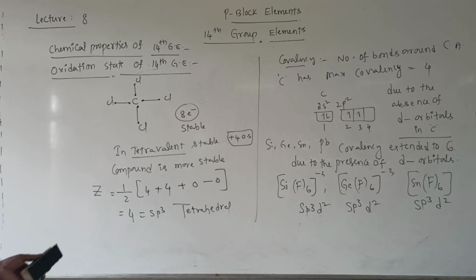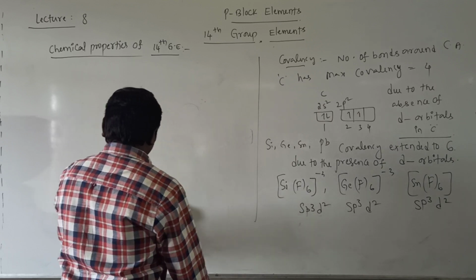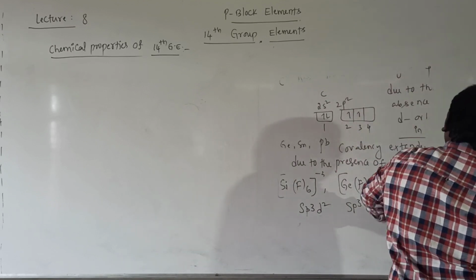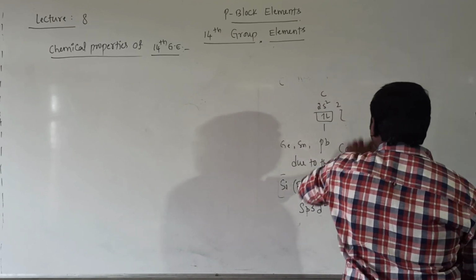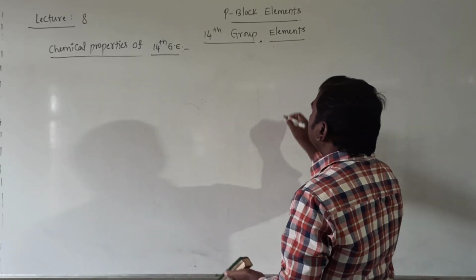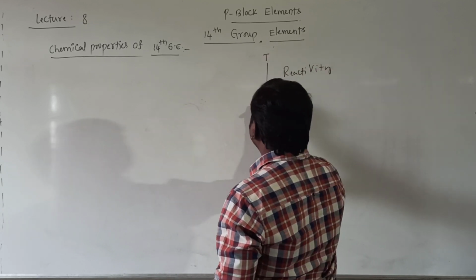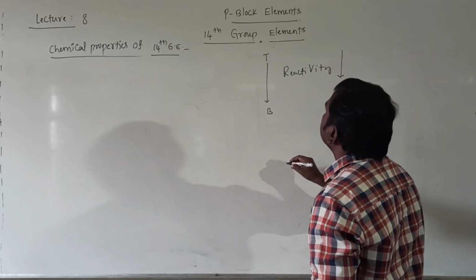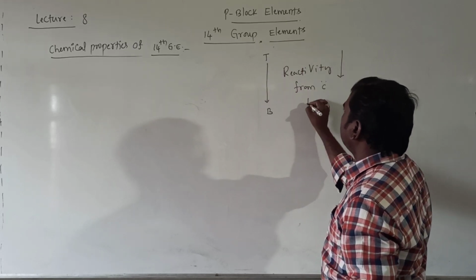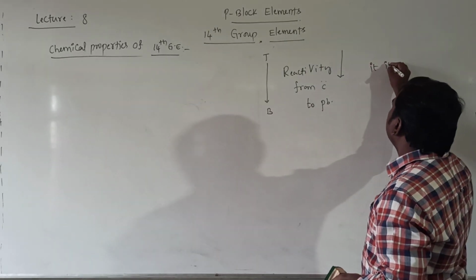Reactivity from top to bottom actually decreases. The reason behind this is, first, the inert pair effect. Another one is the oxide film, of lead. Reactivity especially from top to bottom in this group decreases from carbon to lead, the last element, plumbum. The reason is very, very important.